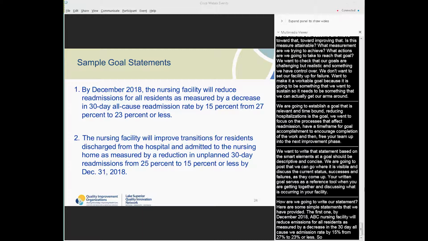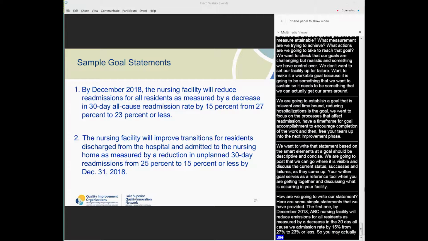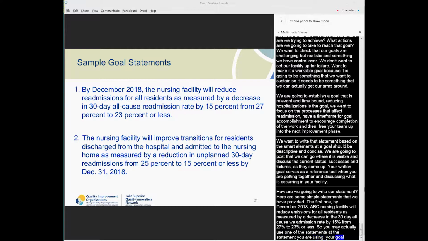And again, post this goal so that your entire team is looking at the same information and working toward that same achievement.